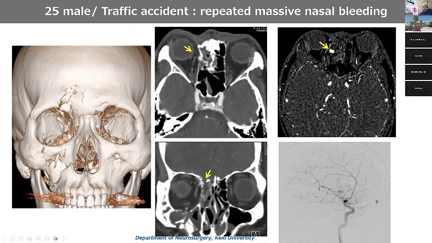Okay, the last case is a trauma case. This is a 25-year-old traffic accident patient. He had severe nasal bleeding several times. In this case, we checked the CT angiography and found a fracture of the medial wall of the orbit. You can find the contrast stagnation here, and angiography showed an aneurysm at the distal portion of the ophthalmic artery.